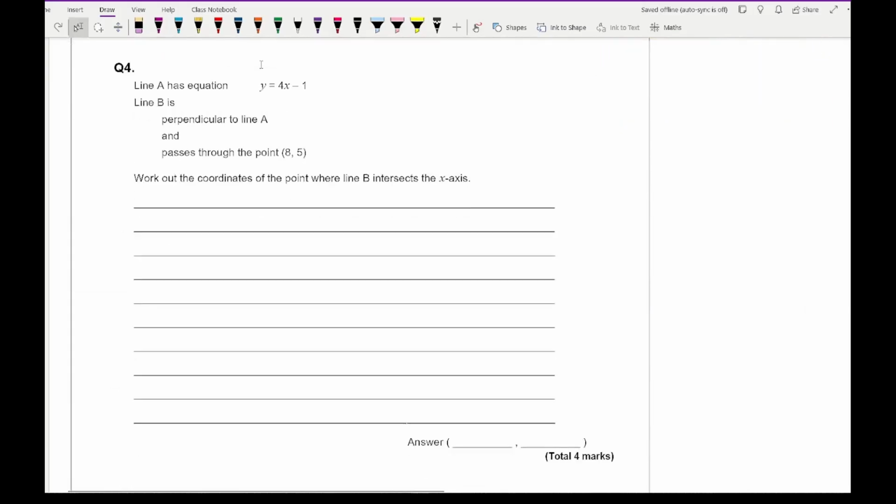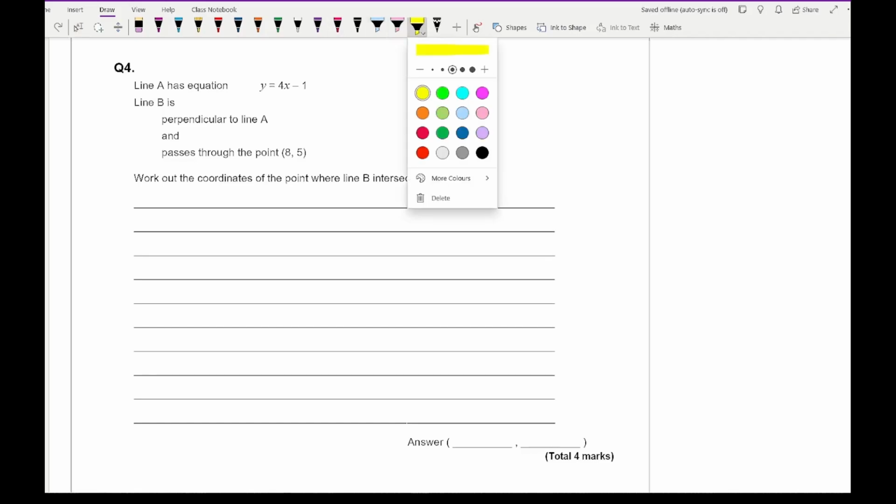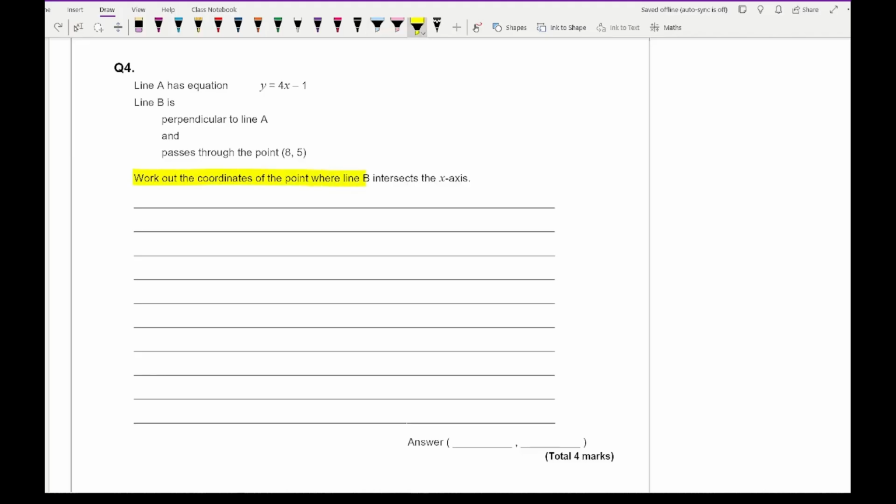Moving on to question 4. Again, if you've not had a chance to copy this, print out this question, then pause the video and have a go at it. So with question 4, it says line A has the equation y equals 4x minus 1. Line B is perpendicular to A and passes through the point (8, 5). Work out the coordinates of the point where line B intersects the x-axis. So again, this is the question that we need to answer.